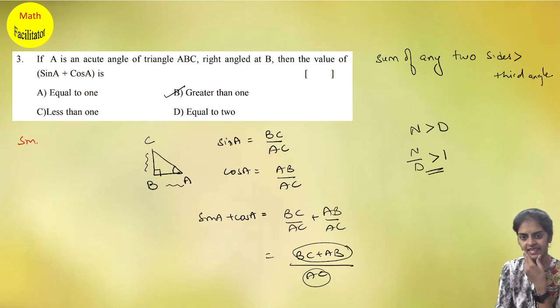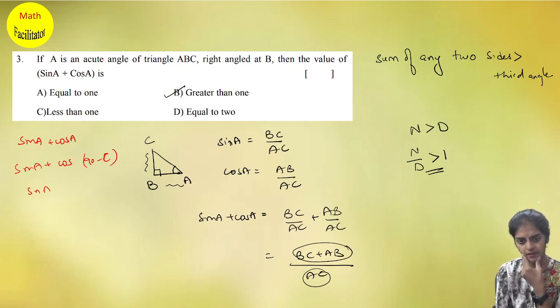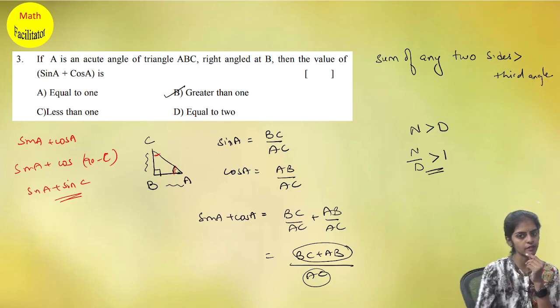So this is sin A plus cos A. You can write this as sin A plus cos, and this I can write as 90 minus C. So this is sin A plus cos(90 minus C), and cos(90 minus C) is sin C. Sin A plus sin C will always be greater than 1. So the sum of these two will be greater than 1.